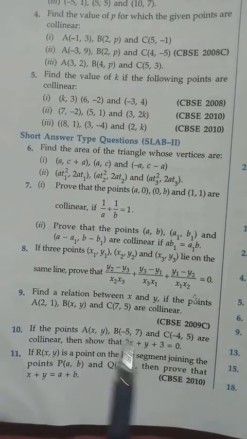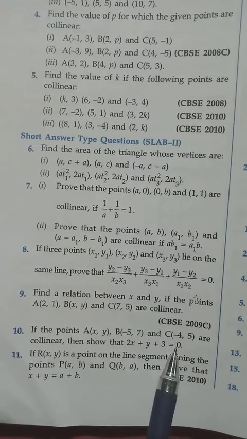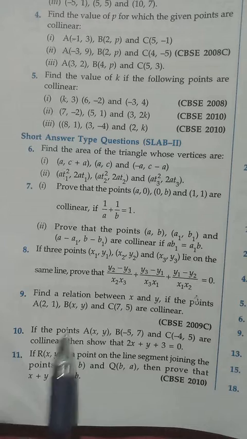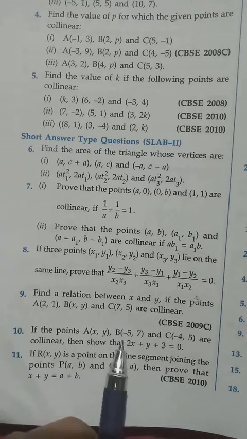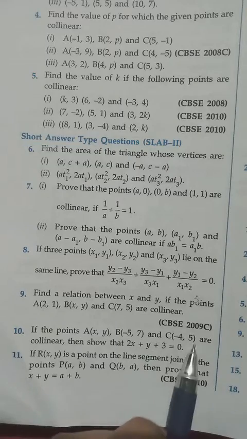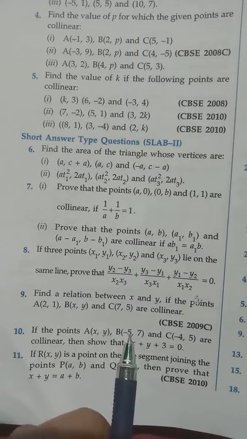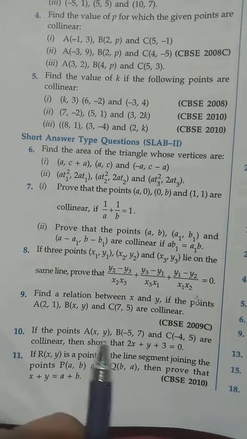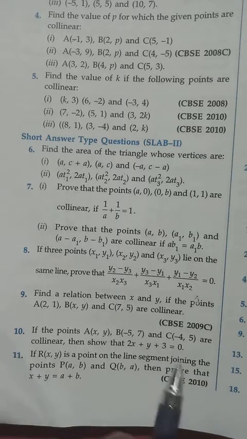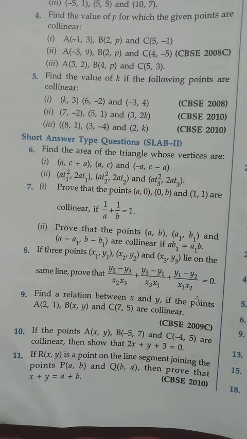Move on to number 10. A, B, C, they are collinear. Then we have to show that there is a relation like this. Points are collinear, area of triangle equals 0. So let's find area of triangle. We take x, it becomes 7 minus 5, that means 2x. Then if we take minus 5, it will become 5 minus y. There we have to multiply. Minus 4 will become y minus 7.